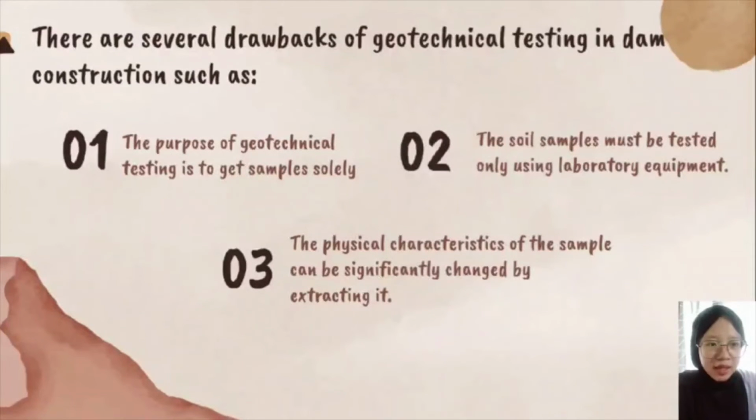Third, by extracting the sample, the physical characteristic of the sample can be significantly changed. The sample has been loosened, and soil solid can appear to be less dense or cohesive than it is. Also, the act of testing has the potential to change the grain size of the sample that is being extracted.